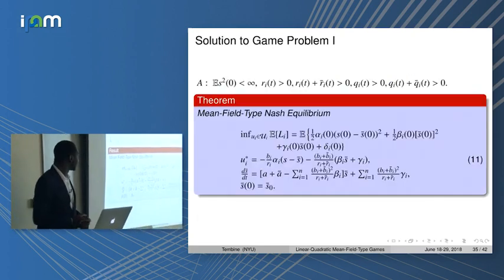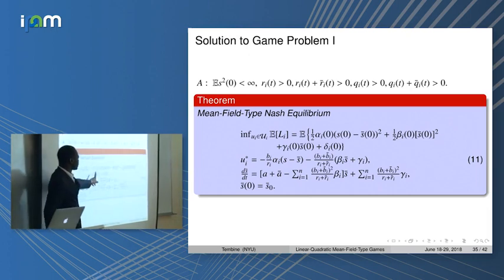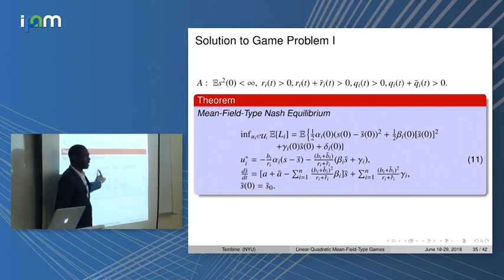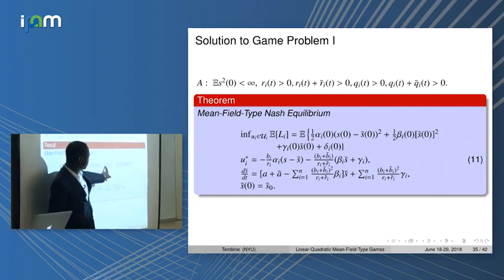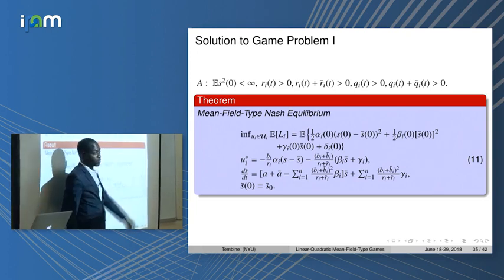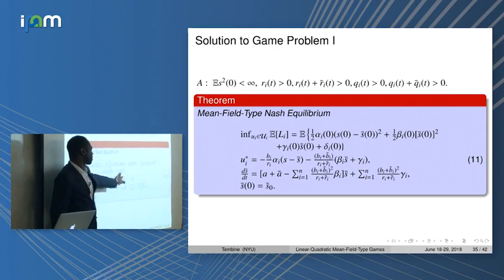The solution is, so that you take this ansatz: alpha times (x minus s bar), where s bar is the expected value of s, plus beta s bar squared, a linear term, a constant term, and so on. Okay? And then you apply Ito's formula.